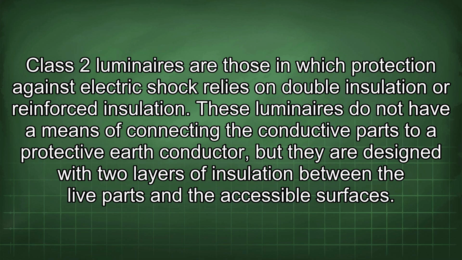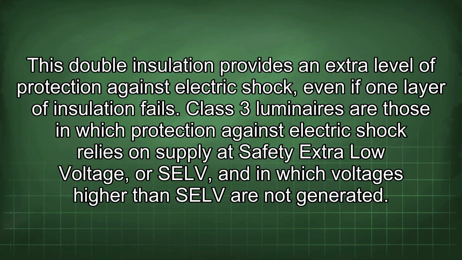Class 2 luminaires are those in which protection against electric shock relies on double insulation or reinforced insulation. These luminaires do not have a means of connecting the conductive parts to a protective earth conductor, but they are designed with 2 layers of insulation between the live parts and the accessible surfaces. This double insulation provides an extra level of protection against electric shock, even if one layer of insulation fails.